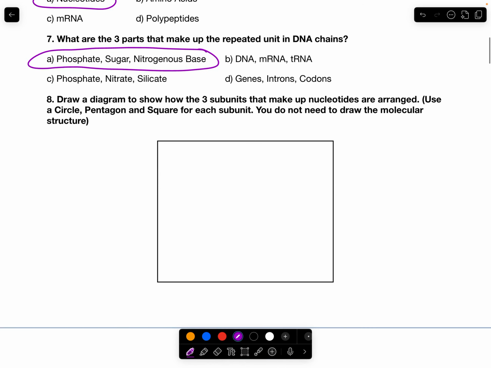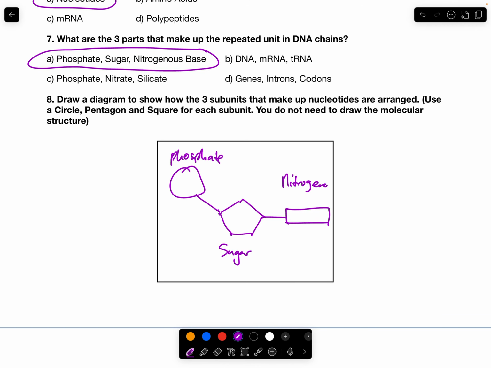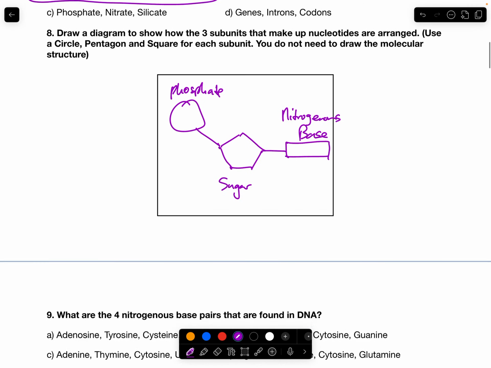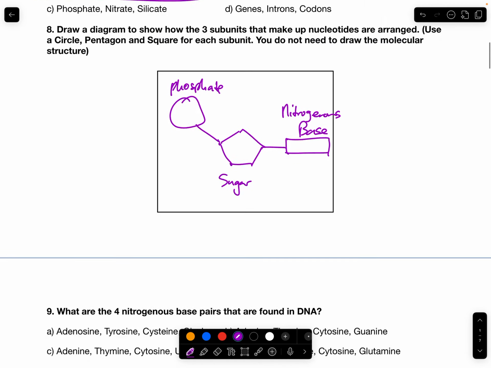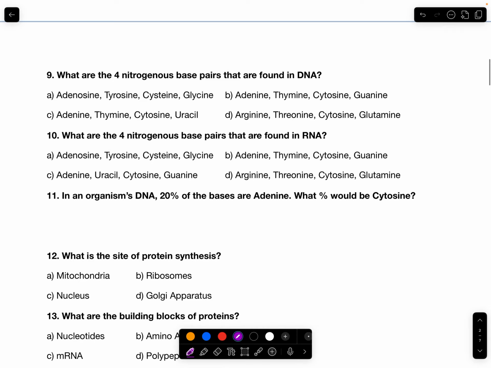Draw a diagram to show those. So the phosphate circle bonded to the sugar, which is usually shown as a pentagon. And then the base, usually a rectangle. Like that. As long as the sugar's in the middle and a pentagon, and then you've got the base off to the side and a phosphate off to the other side, you're right. That is a nucleotide.